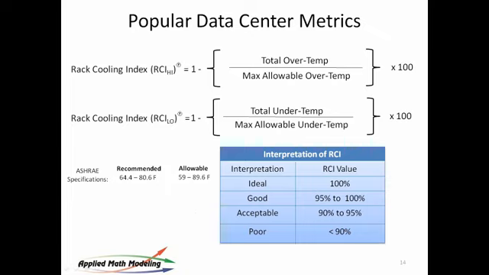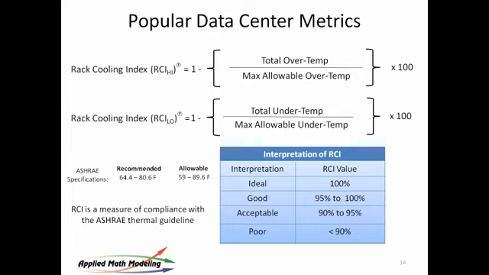This one is called Rack Cooling Index. Here what we're looking at is what percentage of units, samples in the room are over temperature compared to the maximum over temperature total amount. So this is really a ratio of compliance. How many over temps are there and how large are the over temps.